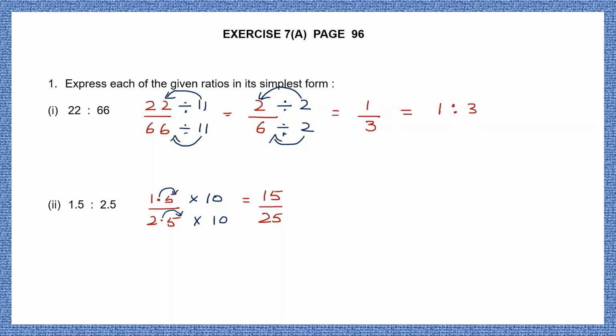Now let's reduce this to the lowest term. The common factor that can divide 15 and 25 is 5. Both are divisible by 5. Now 5 into what is 15? 5 threes are 15 and 5 fives are 25. So 3 by 5 is the fraction in the lowest term. When we write it as a ratio, we get 3:5.